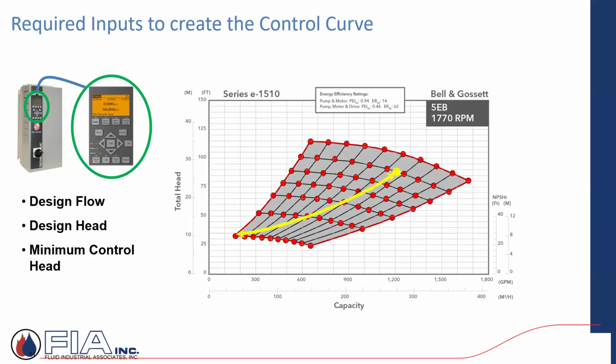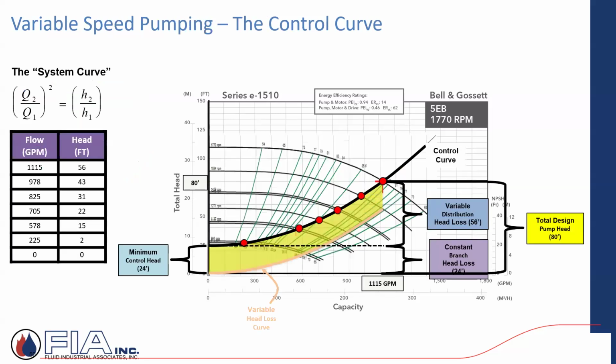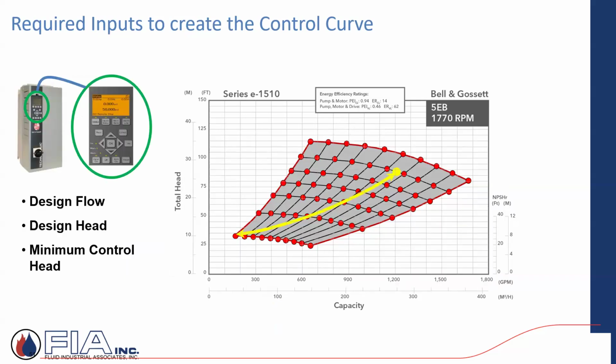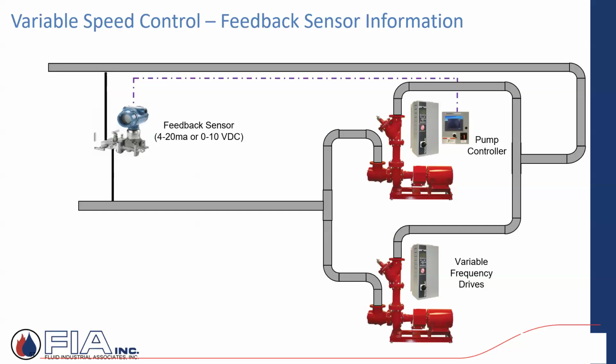Some of the inputs that are needed to create the control: what's our design condition? What's our design flow? What's our design head? And then what's that minimum control head? So in this case, someone might be plugging in 1115 at 80 feet of head, and our control head was 24 feet. So that's some of the information that the drive needs to map.